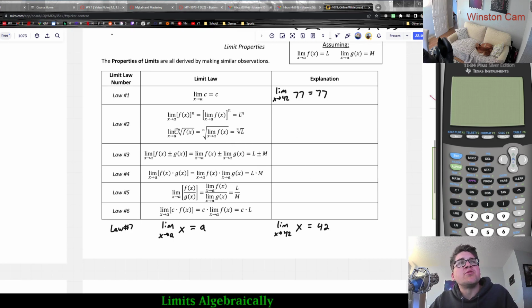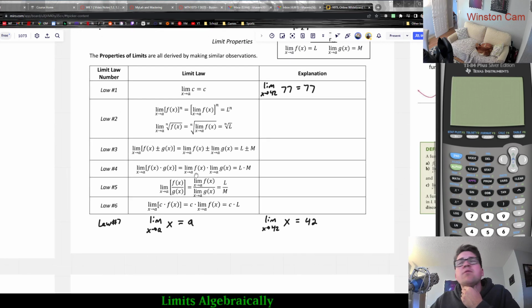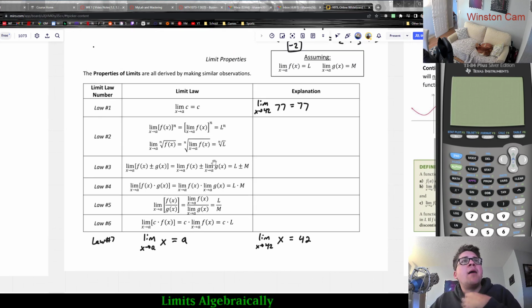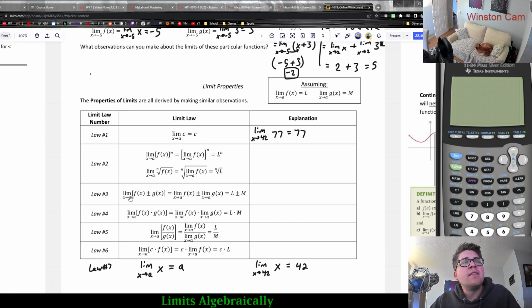Now, the other rules for solving limits, laws 2 through 6, are also important, and I wanted to show you guys how we can kind of use these in some of the following examples in the packet. But if we look at law number 3, it says that if I'm taking the limit as x approaches a of f of x plus or minus g of x, that's going to be equal to the limit of the first function plus or minus the limit of the second function. And the plus or minus here I'm just using to say, well, this could either be a sum of two functions or the difference of two functions. This will work either way.